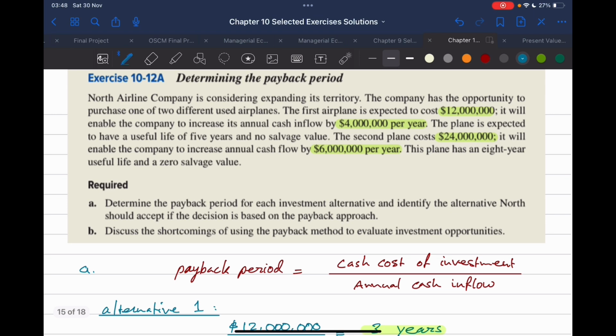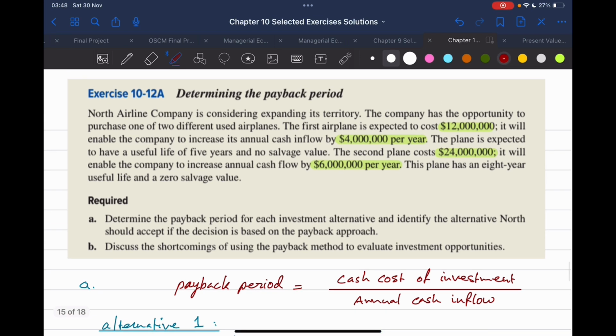Okay, and that includes, for example, the useful life of the airplane. Notice how here, for instance, the first airplane is expected to have a useful life of 5 years with no salvage value, where the second airplane has an 8-year useful life. Okay, so it's going to serve the company for a longer time. 3 more years is not too little to be ignored. All right.